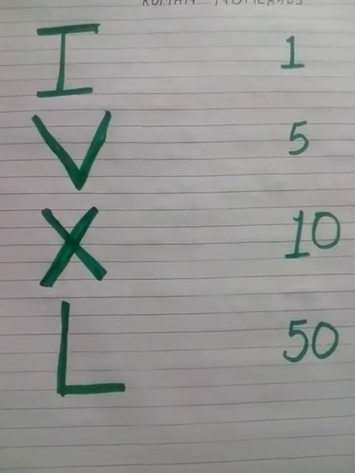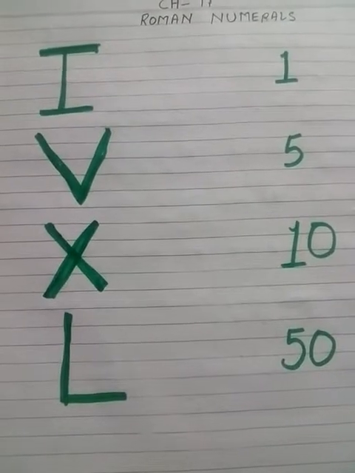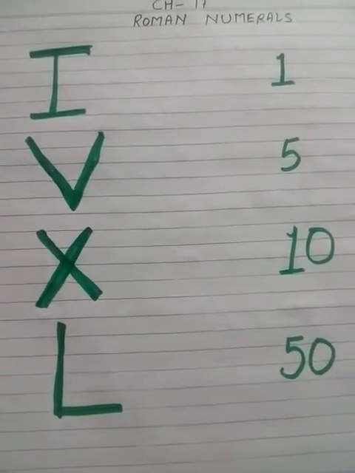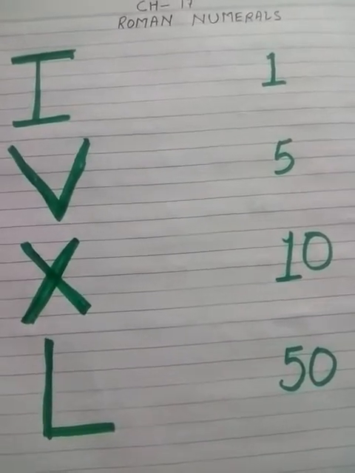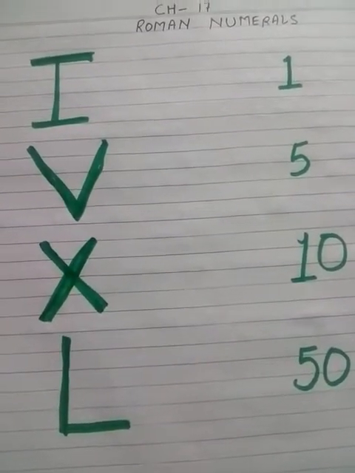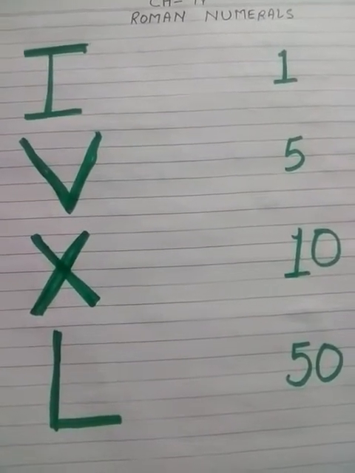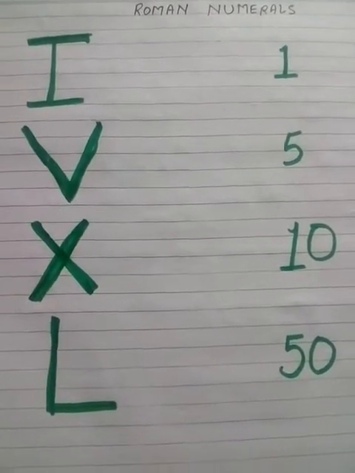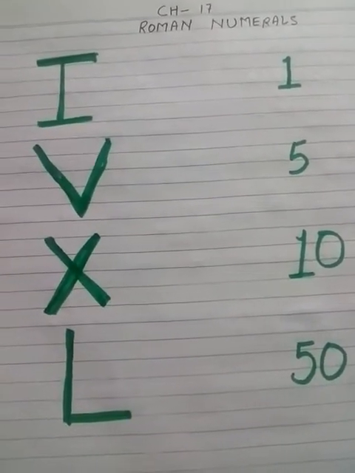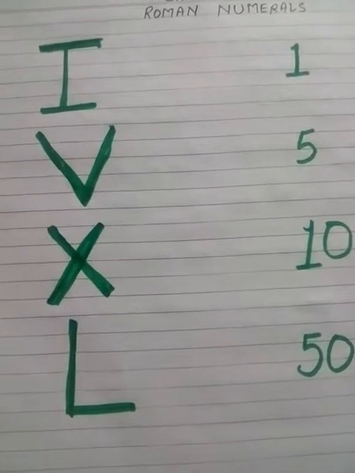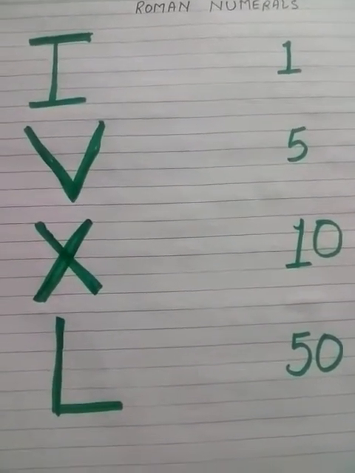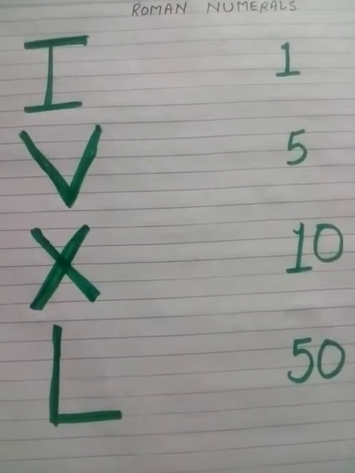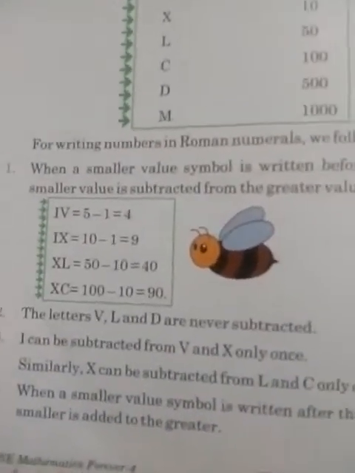Now, as you know, there are only 7 basic Roman numerals for writing the whole counting, whatever you want to write. So there must be some rules also. Today I am going to teach you those rules, how you are going to write the numbers in Roman numerals. The counting from 1 to 50 I am going to teach you. So today, the first rule, look at the first rule now.